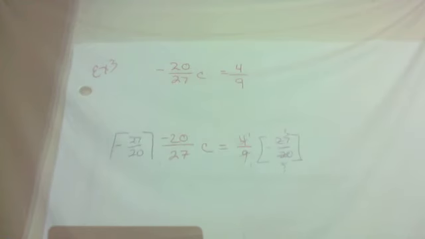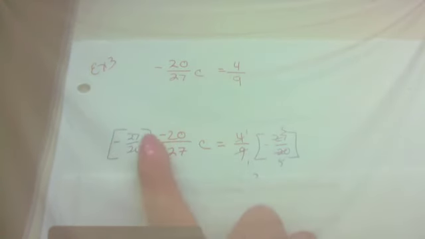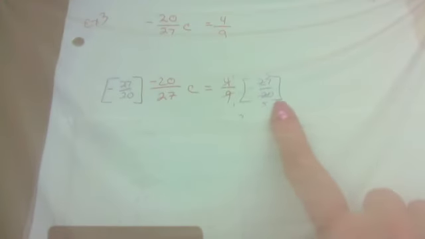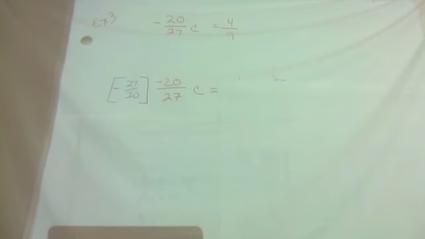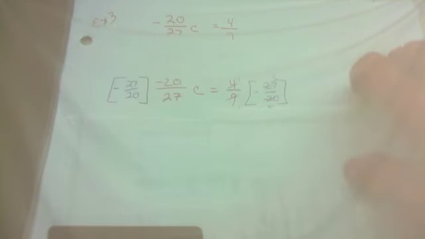Negative 27 over 20. And if I do it to this side, I have to do it to this side. Because when I multiply a negative times a negative, I'm going to get a positive 1. And then the 20 simplifies with the 20, the 27 simplifies with that 27. So I have a positive 1, so I found out what c is.